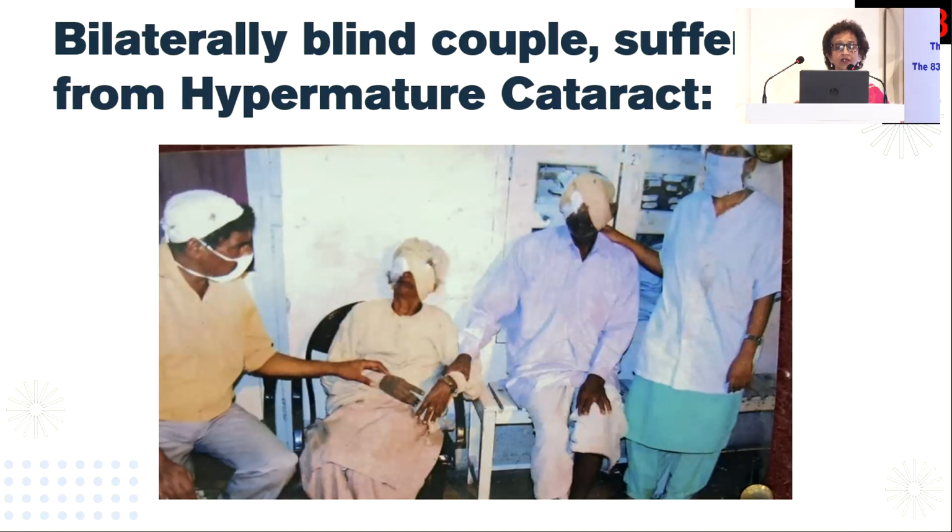The second picture shows a bilaterally blind couple suffering from hypermature cataract. They were very anxious before they came, but they were holding hands, as they still are. On day 1, one eye was done, and on day 2, the next eye was done. And when it was done, they were very happy. This is an old picture when SICS was done. Now we are doing phacosurgery in all cases.